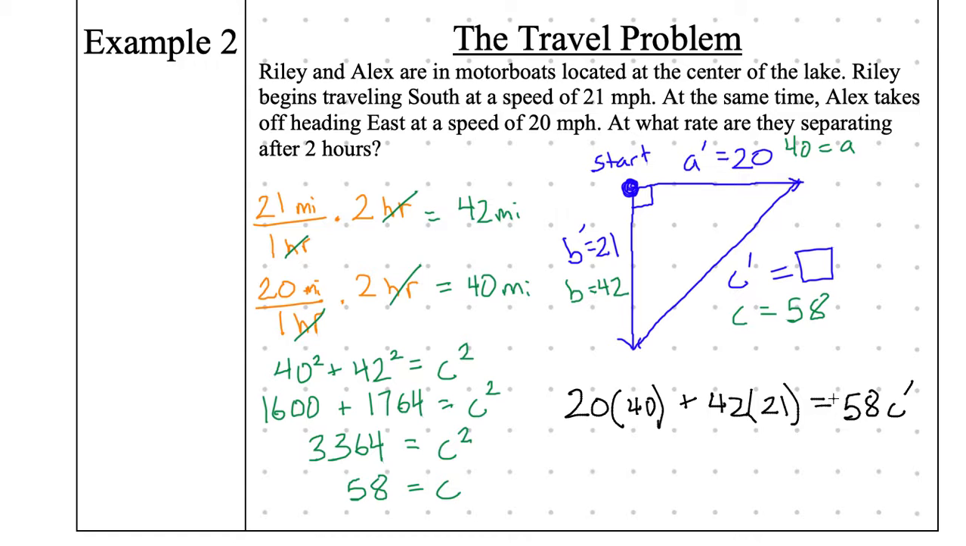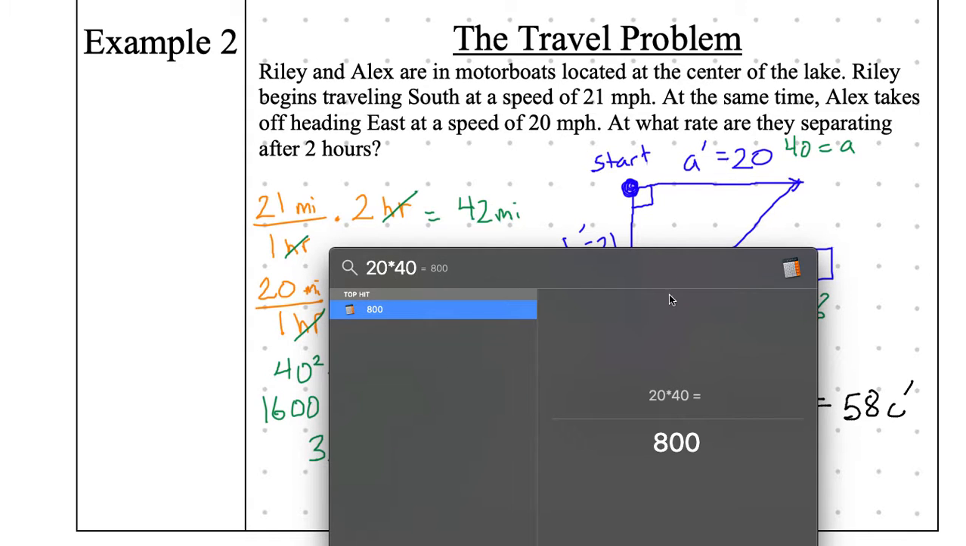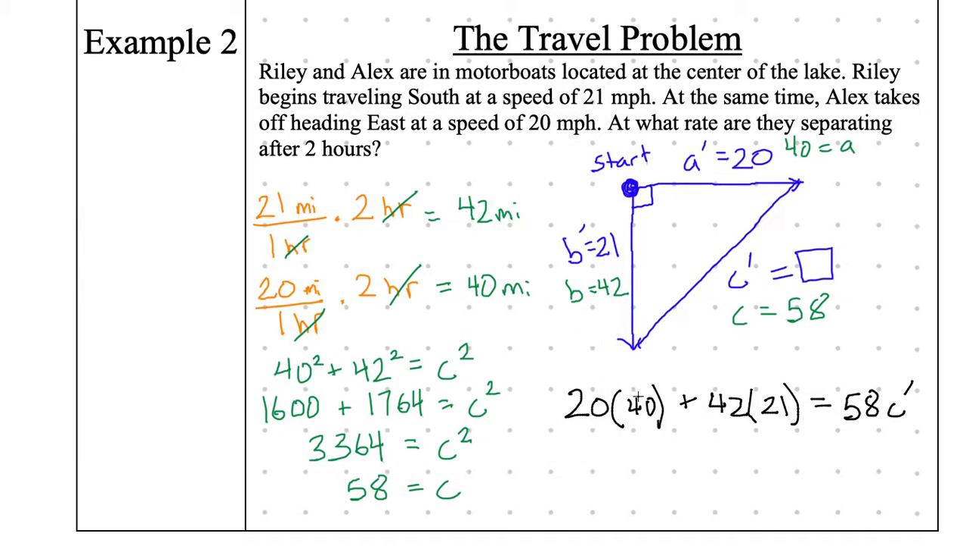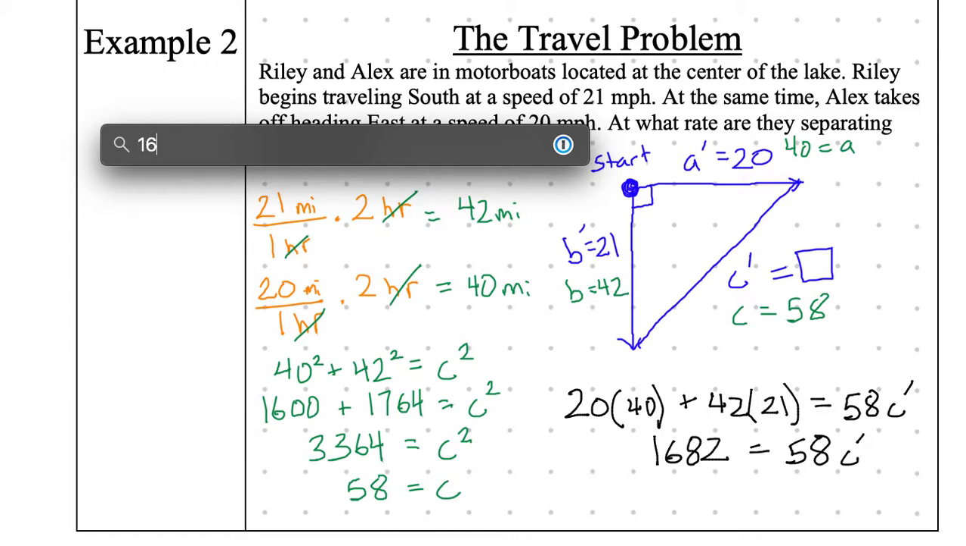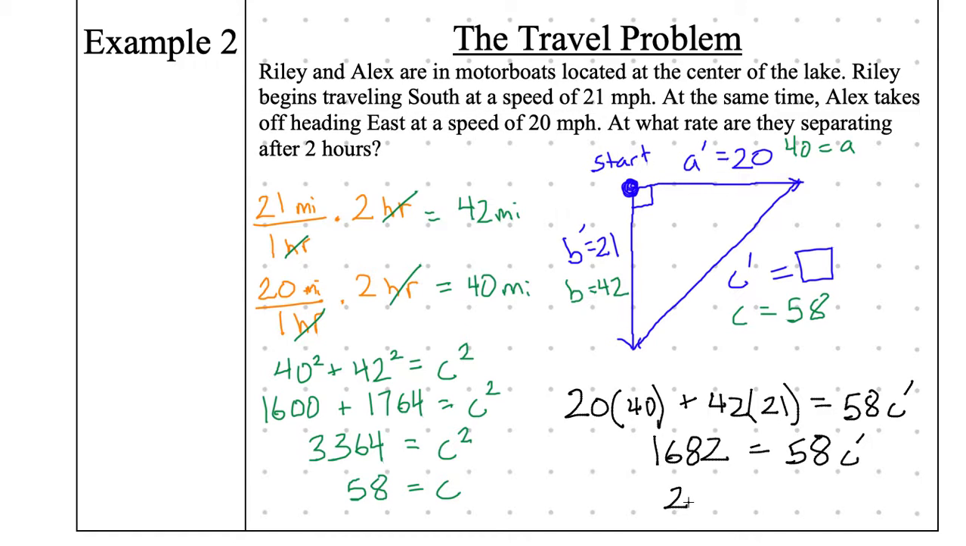There it is. And I'm just going to skip to the answer again because these are really big numbers. It's 800 plus 882, which is 42 times 21. 1,682 on the left, 1,682 is equal to 58 C prime. And 1,682 divided by 58 is 29. 29 is equal to C prime.